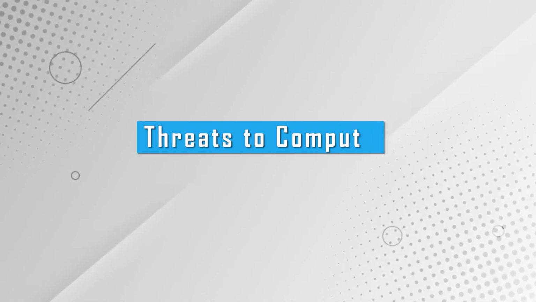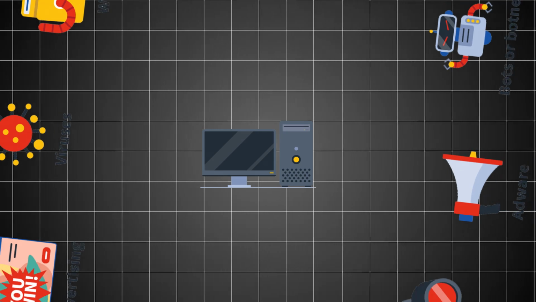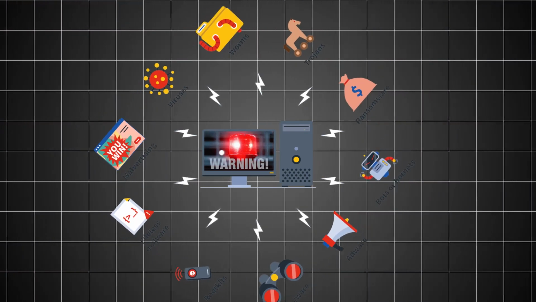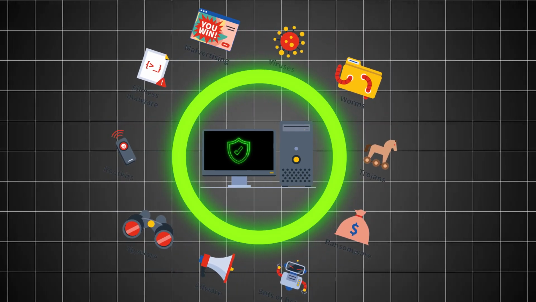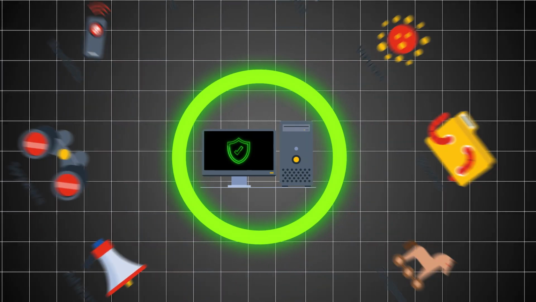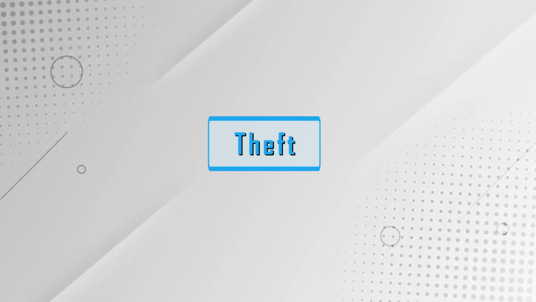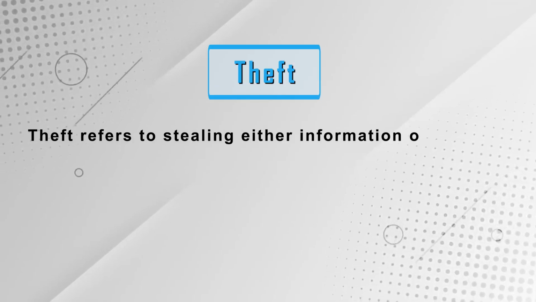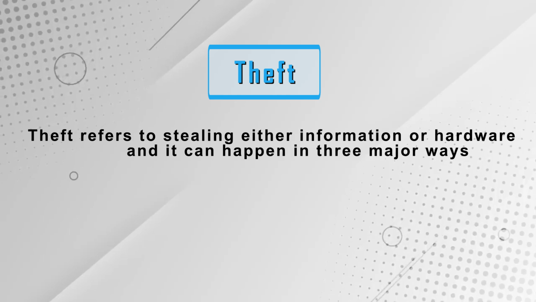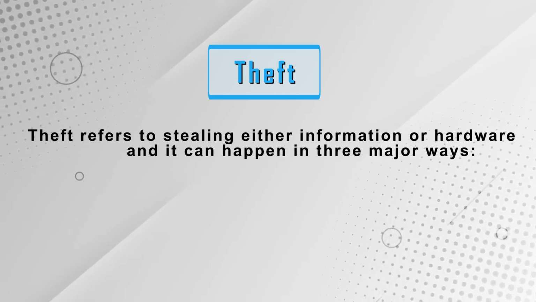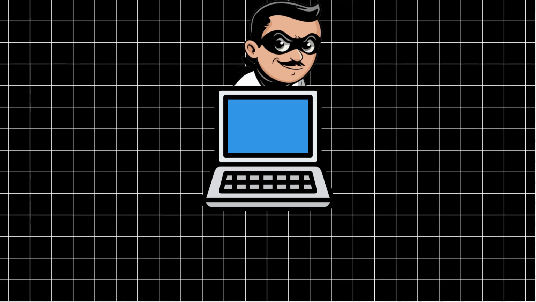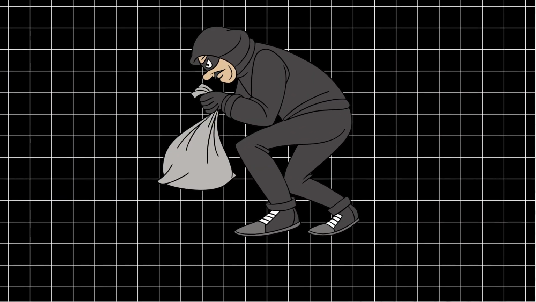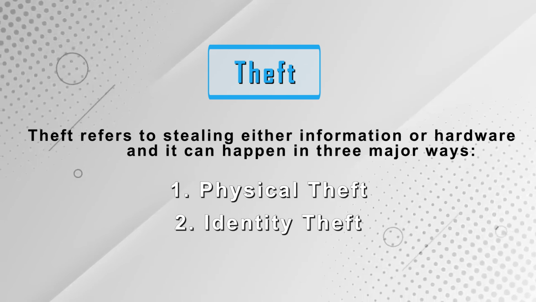Threats to computer. Threats are a way in which personal information can be leaked from a computer without our knowledge. These threats can come in many forms, and understanding them is key to protecting our data. First is theft. Theft refers to stealing either information or hardware, and it can happen in three major ways. First, physical theft. This occurs when someone steals your physical devices such as your desktop computer or laptop, which may contain sensitive information.